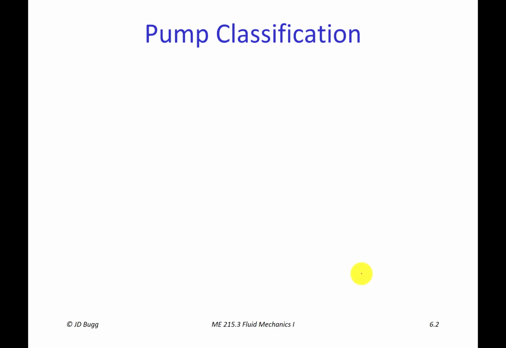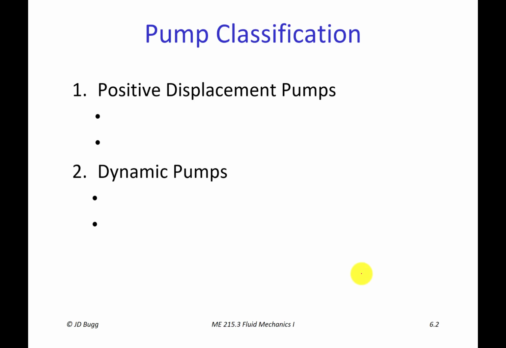So we want to start off by just looking at pump classification. What are all the different types of pumps out there, and where do they work best, and when should they be selected? So first of all, we're going to divide them into two major categories: positive displacement pumps and dynamic pumps. Positive displacement pumps could be either reciprocating pumps or rotating pumps. So the rotating pumps would be classified as turbomachines, and the reciprocating pumps not, but they still have the same basic operation in many cases.